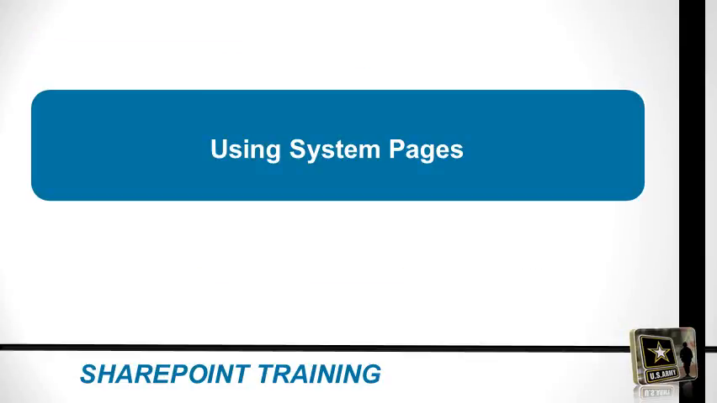Now that you know how to create, edit, and delete wiki and web part pages, let's talk about system pages. Earlier, you learned that system pages cannot be changed, but provide the links to all functionality available on your site. The two system pages that you need to become very familiar with are the Site Settings page and the View All Content page. Let's look at them in more detail.